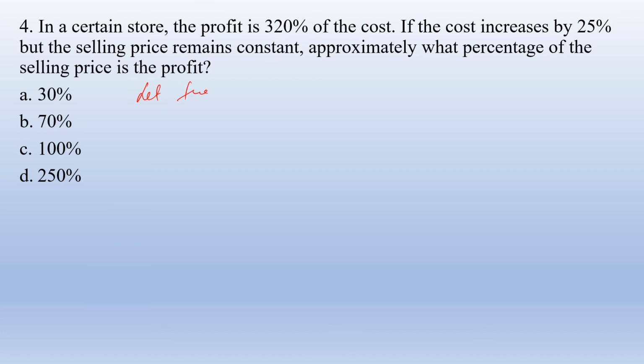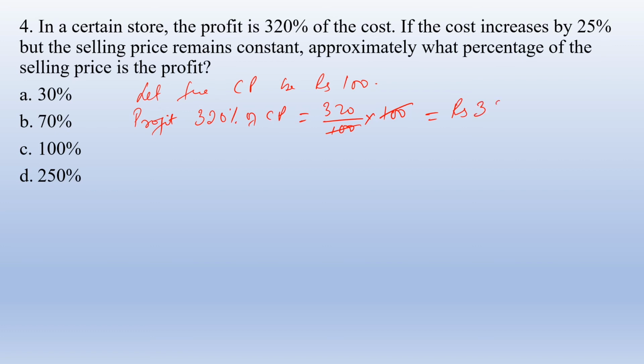Let the cost price be rupees 100 and the profit is 320% of cost price, that is 320 by 100 multiplied by 100. 100 cancel, so the profit is rupees 320. Now the selling price is equal to cost price plus profit, which is equal to 100 plus 320, that is rupees 420.